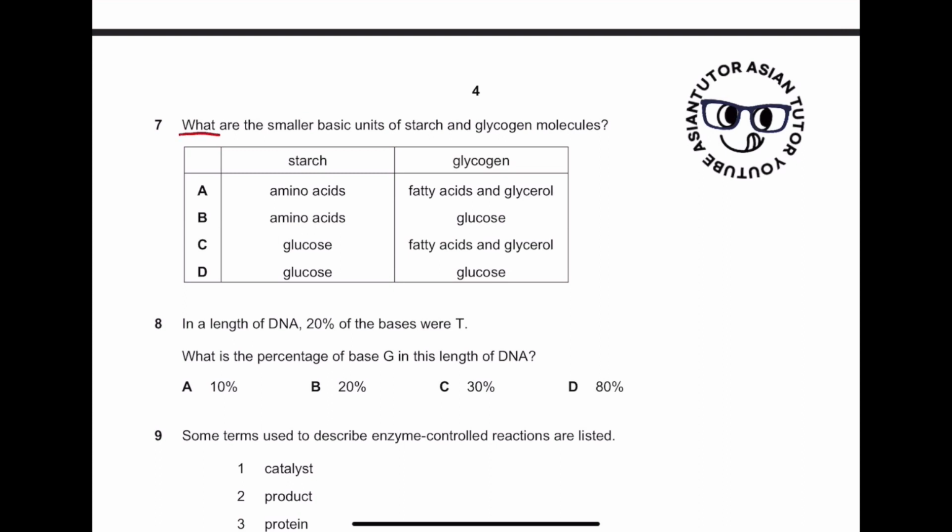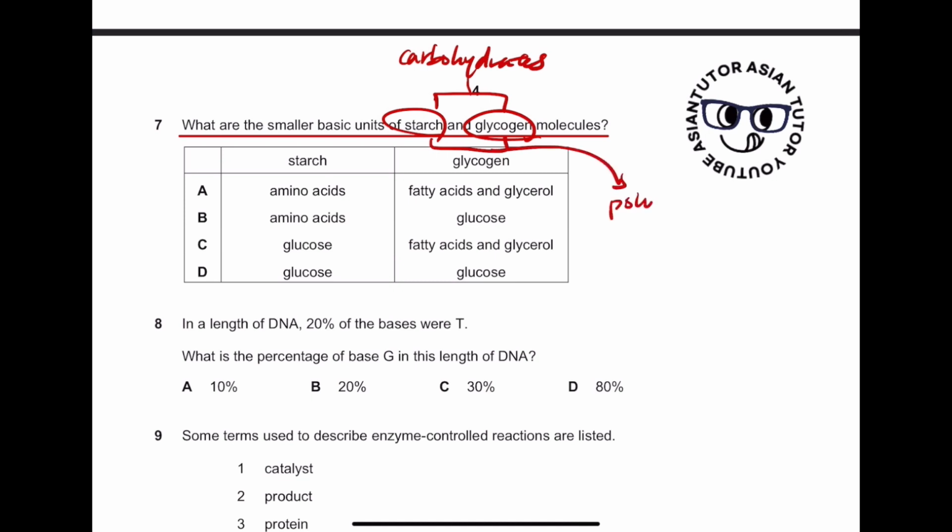Number 7. What are the smaller basic units of starch and glycogen molecules? Both starch and glycogen molecules are carbohydrates. And both of them are polysaccharides, which means they are both made of glucose molecules. Glucose molecules are one of the smallest molecules in the carbohydrates, and it's probably the most famous molecule. So D is the answer.